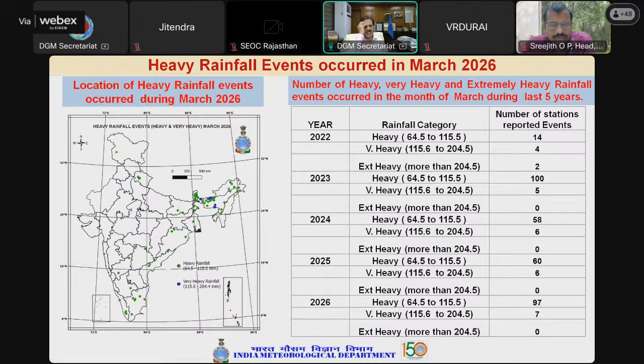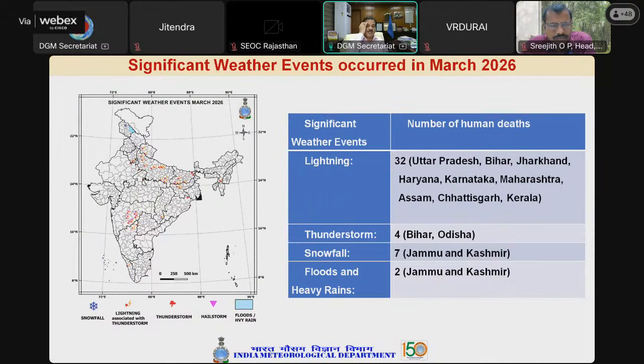Now let us look at the significant weather events which occurred in different parts of the country. That was the heavy rainfall only. Here we are showing other events like lightning. You can see the lightning. It occurred over Uttar Pradesh, Bihar, Jharkhand, Haryana, Karnataka, Maharashtra, Assam, Chhattisgarh, Kerala, other places also. But in these places, 32 human deaths were recorded as per newspaper reports.